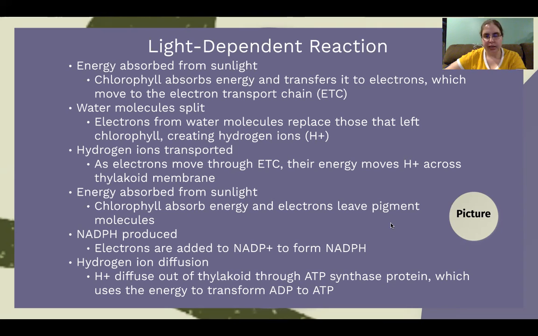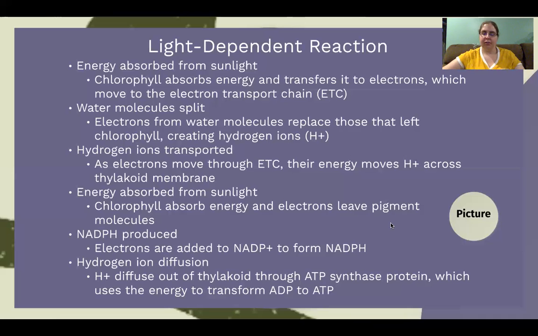NADPH is produced. The electrons that make it to the end of the electron transport chain are then added to NADP+, and this allows it to attract a hydrogen to form NADPH. Now, NADPH is an electron carrier. I like to call them electron taxis because they simply collect the electrons and move them to the next step.